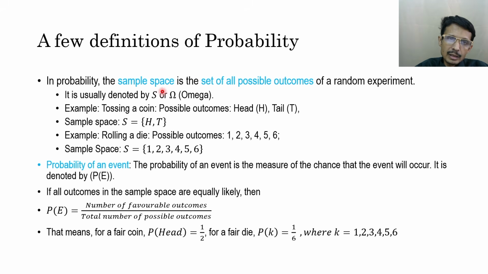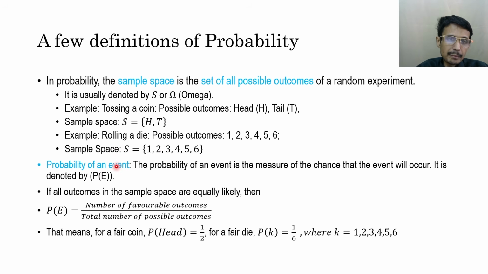In probability, first we define what is meant by sample space. The sample space is the set of all possible outcomes of a random experiment. It is denoted by S or omega. For example, if we toss a coin, the possible outcomes are either head or tail. So the sample space is head and tail. For another example, for a rolling die, the possible outcomes are 1, 2, 3, 4, 5, 6. So this is called the sample space.